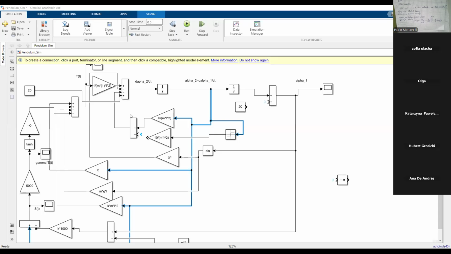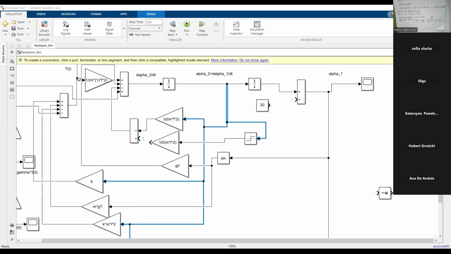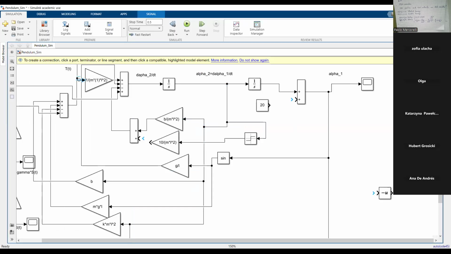Yeah. And the torque, we will be here. Now we will show you some elements of the torque. It's divided by ml square. This is the input, no? Divided, excuse me. This is the input divided, T of T divided by ml square.